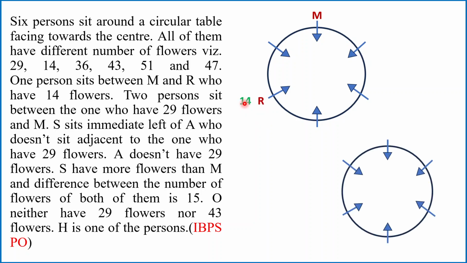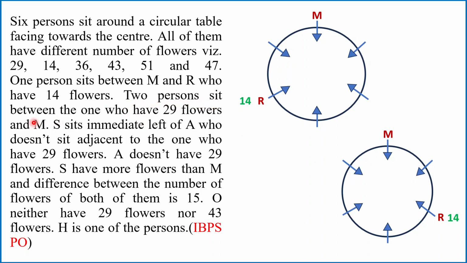In case number 2, M is at the same position as in case number 1, but here we are going to consider the clockwise direction. So, considering the clockwise direction, R will come here at this position with 14 flowers because there is one person between M and R. Now, let's see what is given next.